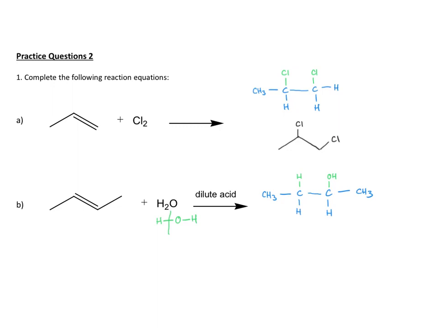So to write the skeletal structure of this product, we see that there are 4 carbon atoms, so we can write it this way. And we can write the OH in.